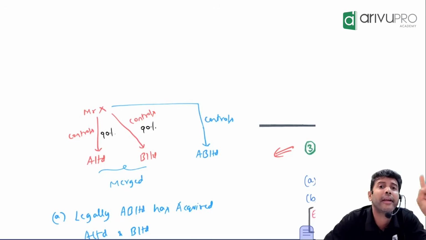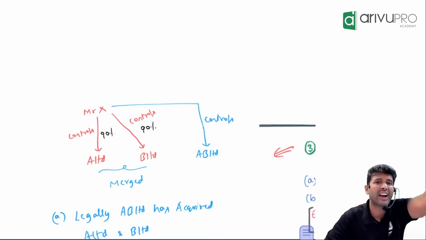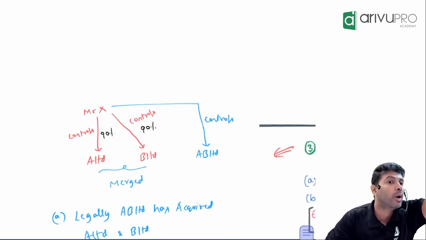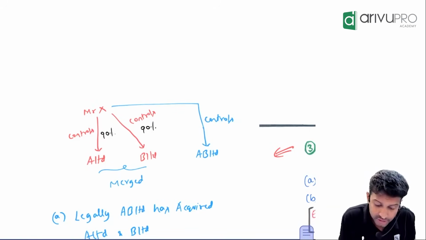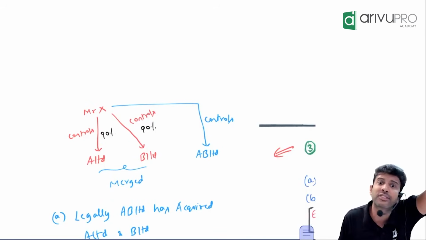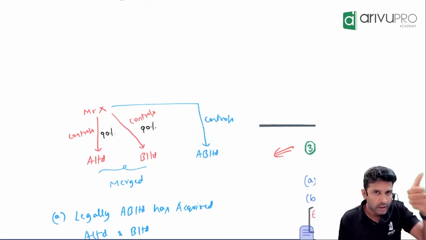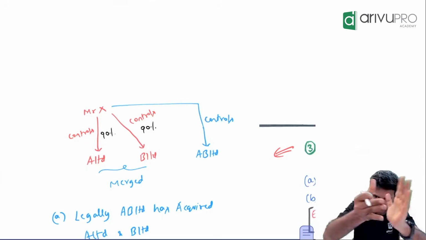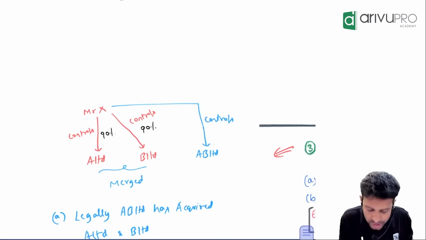X is a very, very busy person. He told A Limited and B Limited: merge, because I can't control two companies, you become one company so that my headache will reduce. As the majority shareholder, he can take all these decisions in the company. So X instructed that A Limited and B Limited should merge and become one new entity called AB Limited.